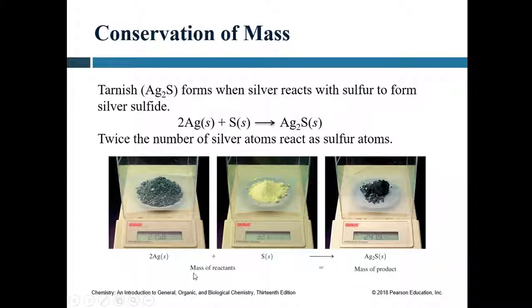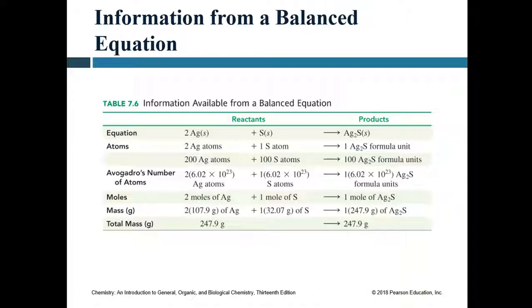So we have the mass of our reactants, the mass of our silver, the mass of our sulfur, and the mass of the product. So because we had 2 moles of silver, 1 mole of sulfur, and 1 mole of silver sulfide, you will notice that the masses, so here's our weighing devices, when you add the masses up, the mass of the reactants equals the mass of the products.